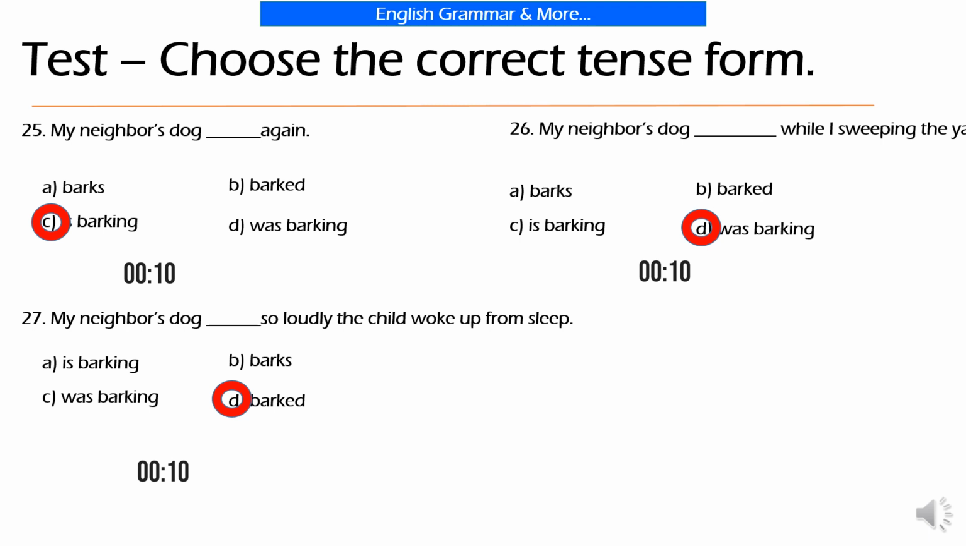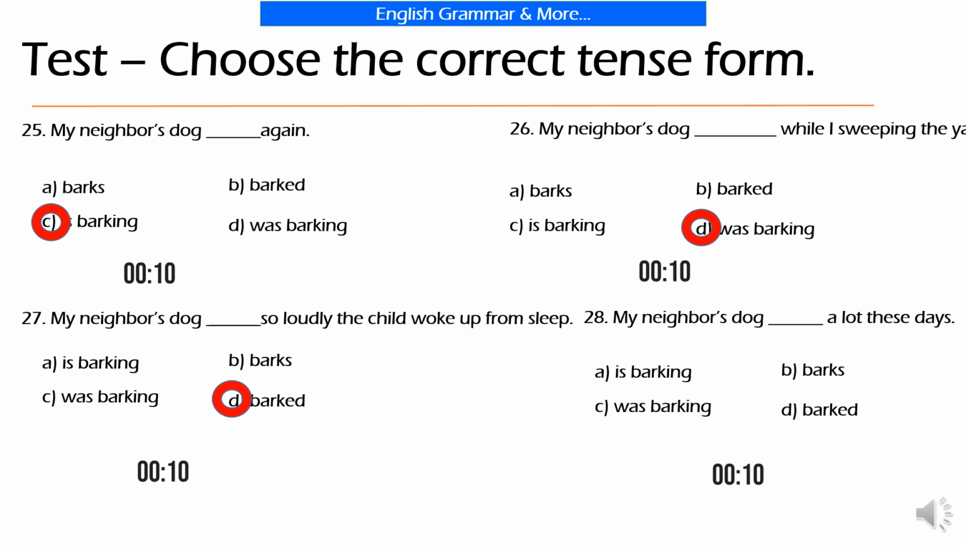The correct answer is D. My neighbor's dog barked so loudly the child woke up from sleep. Here, from the second part of this sentence, we understand that it refers to an action that already happened in the past. Therefore, the past indefinite tense is the correct one. Question 28.